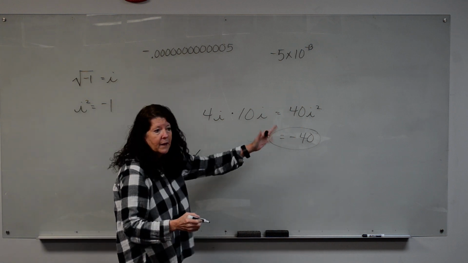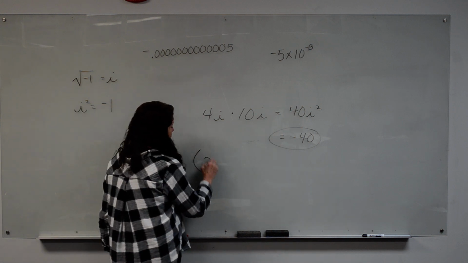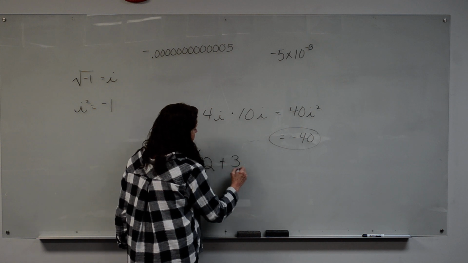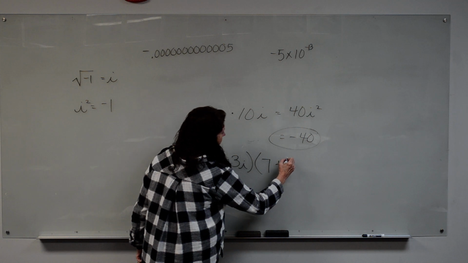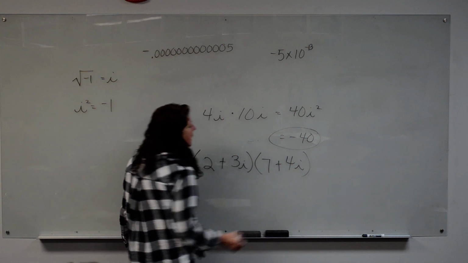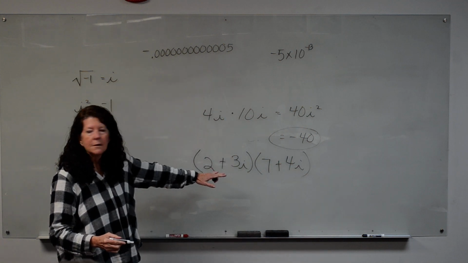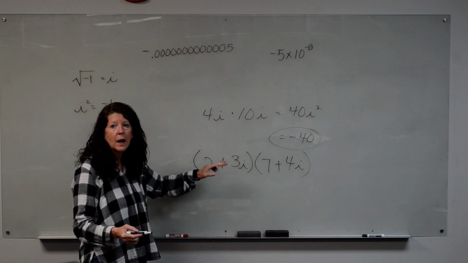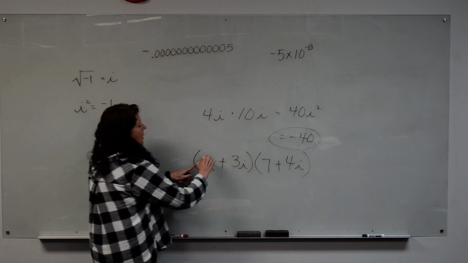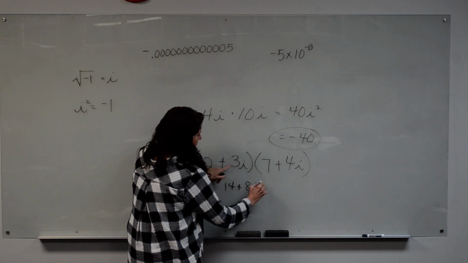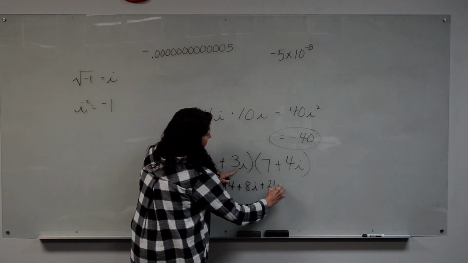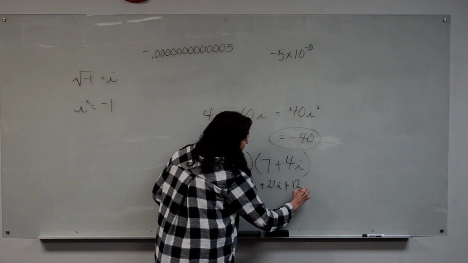If you get a decimal value, you know you're gonna have to do it by hand. But let's say I have 2 plus 3i times 7 plus 4i. You'd have to do FOIL on this. Now, I don't have any square roots in here, so I know I can do it on the calculator. So that's gonna be 14 plus 8i plus 21i plus 12i squared.